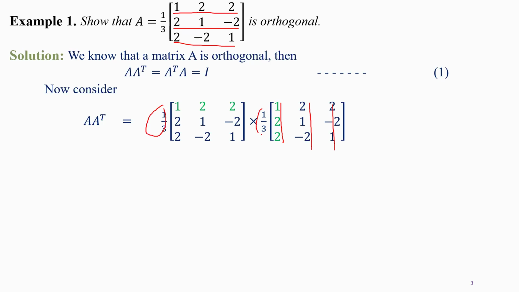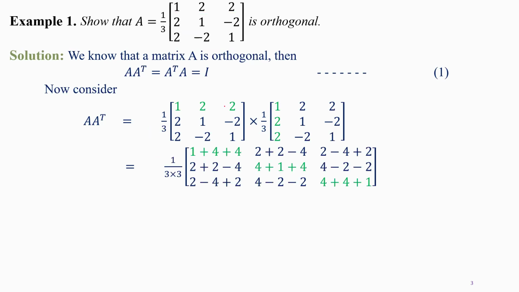So 1/3 into 1/3 is 1/9. Multiplying these two matrices, 1 into 1 is 1, 2 into 2 is 4, 2 into 2 is 4, so 1 plus 4 plus 4. Similarly, 1 into 2 is 2, 2 into 1 is 2, 2 into minus 2 is minus 4. 1 into 2 is 2, 2 into minus 2 is minus 4, 2 into 1 is 2. Now we multiply in the same manner. 2 into 1 is 2, 1 into 2 is also 2, and minus 2 into 2 is minus 4. 2 into 2 is 4, 1 into 1 is 1, minus 2 into minus 2 is 4.